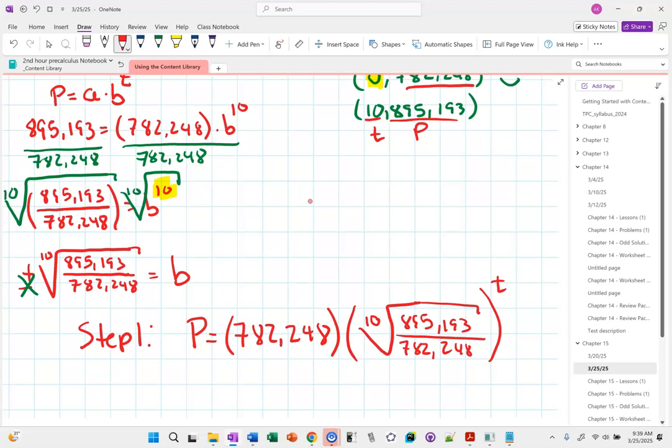Yeah, so this number here is called the index, and that will match whatever exponent you're trying to cancel out. So if you had like b to the 7th, you'd use a 7th root, or if you had b to the 19th, you'd use a 19th root.